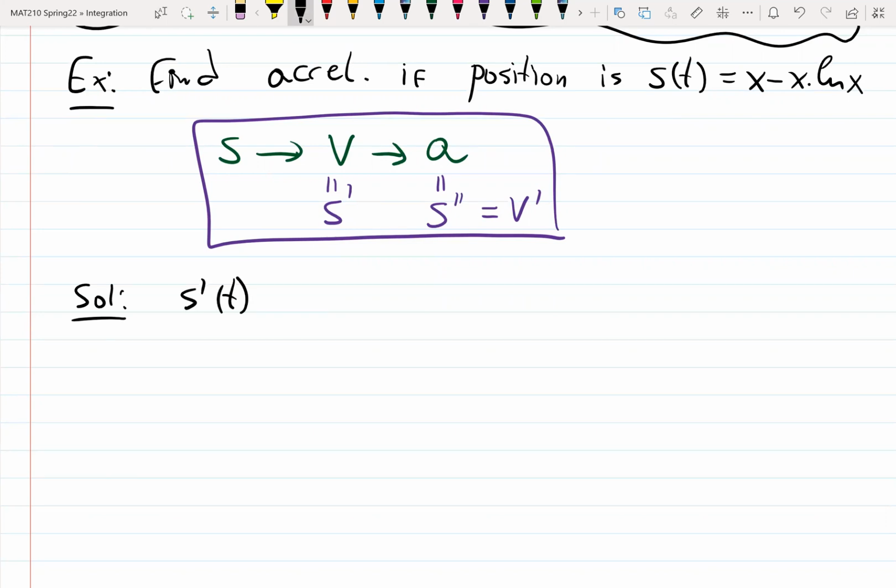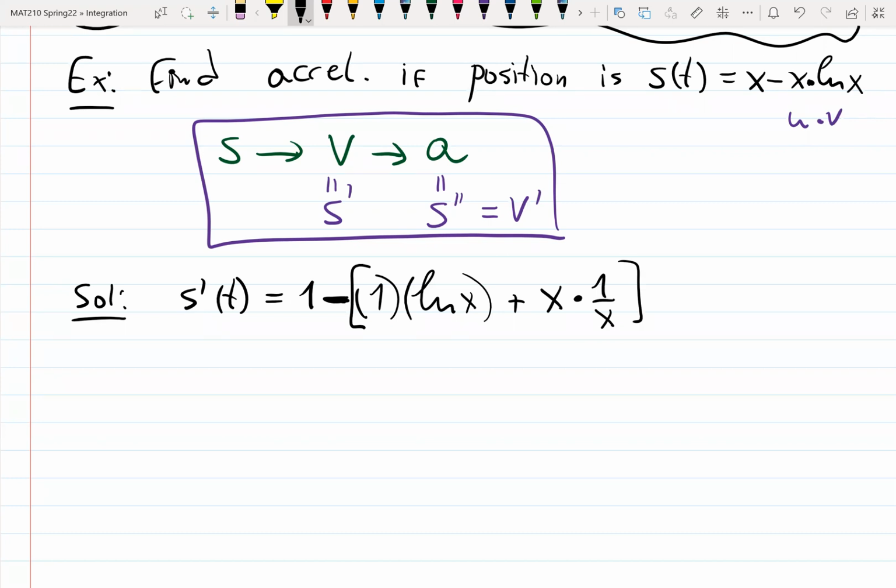s prime of t equals 1 minus, and then I have product rule one more time. u times v, that is product rule. Derivative of x is 1, copy ln x. So open brackets because of the negative sign, be very careful with that. Plus copy x times, what is the derivative of ln x? 1 over x. That is the first derivative of the distance or position.